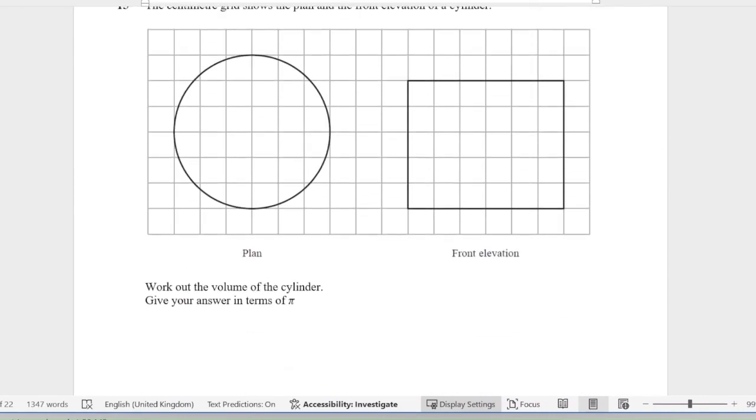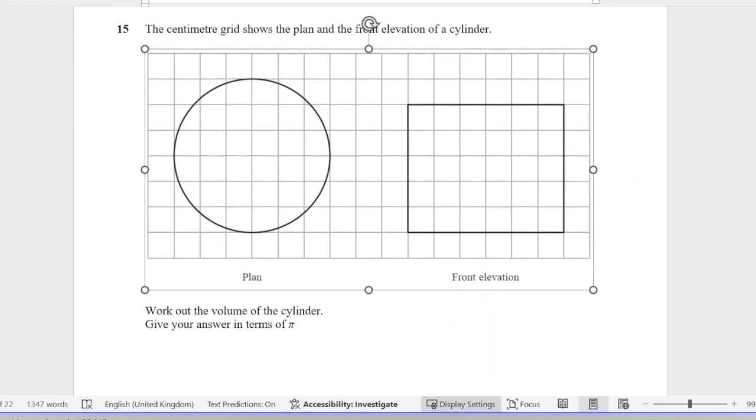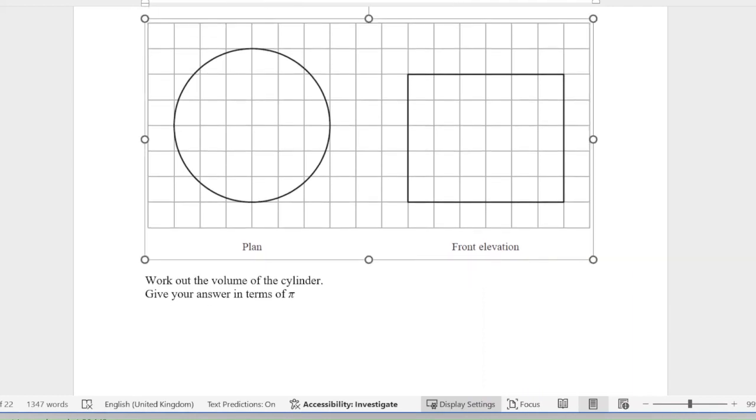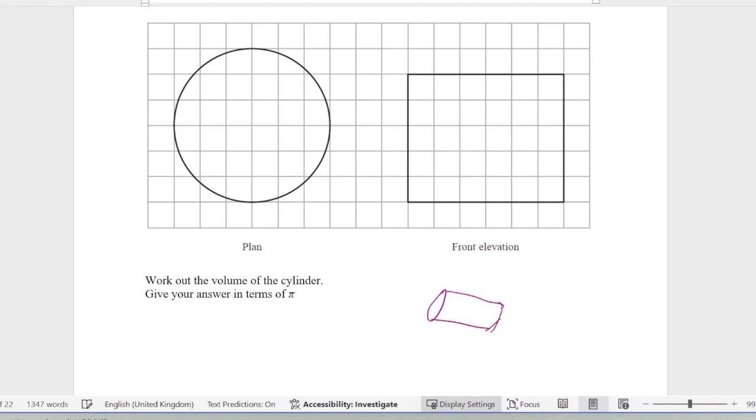And then this is quite a nice question. In effect, it's giving you two views of a cylinder. So if we just remember cylinder, work out the volume of the cylinder. So we can work out the area of the circle, leaving your answer in terms of pi, so that just means that we leave it, we don't have to multiply by the value of pi.